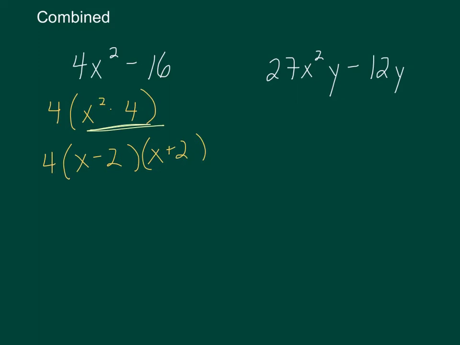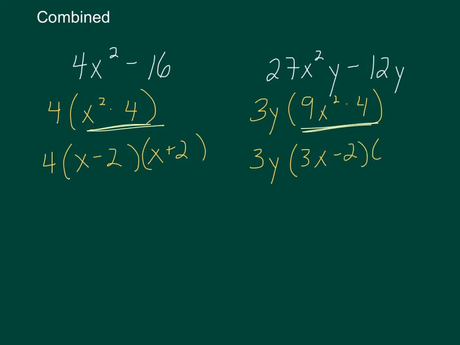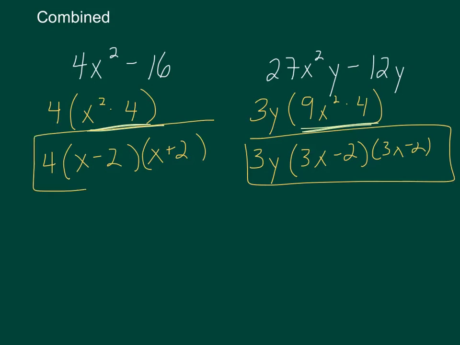The same thing will happen with the second problem. I again have a greatest common factor of 3y, and I'm left with 9x squared minus 4, which is also a difference of squares. So I keep my GCF of 3y, and then 9x squared minus 4 factors into 3x plus 2 times 3x minus 2. So look for your greatest common factor first, then see if you have a difference of squares that can be factored further. I'll give you two problems to try, and hit pause to solve.